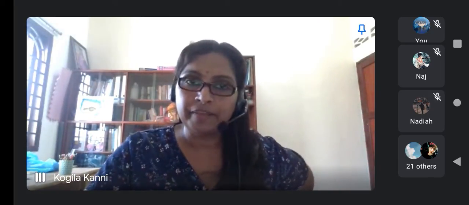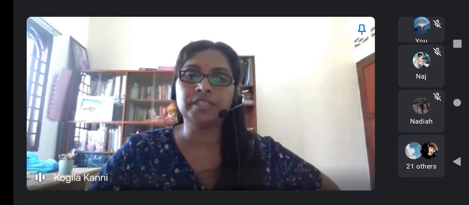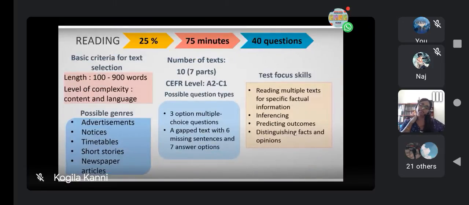Reading is also 25%, 75 minutes, 40 questions. Many of the sections are something you are really familiar with because you've been doing this ever since you were in school. As usual, everything is testable when it comes to the test papers. You'll have newspaper articles, notices, timetables, short stories, directions, everything comes in.